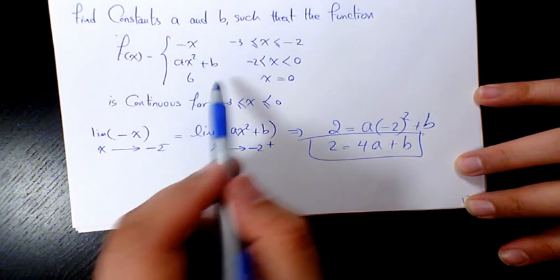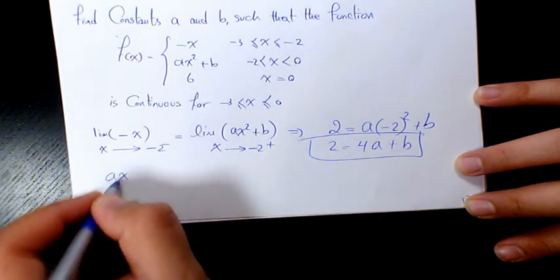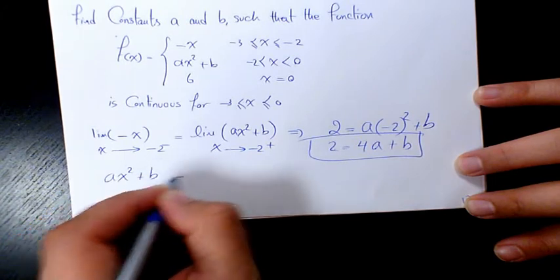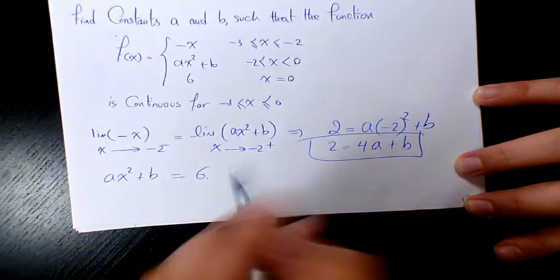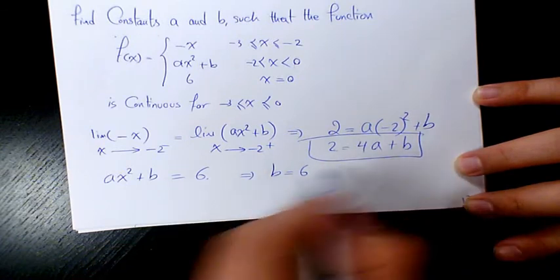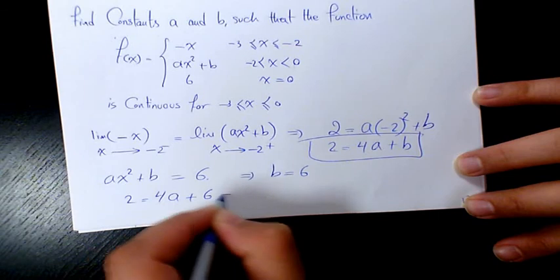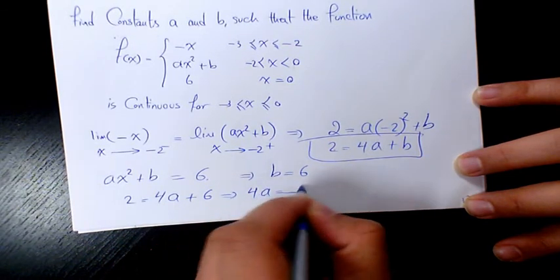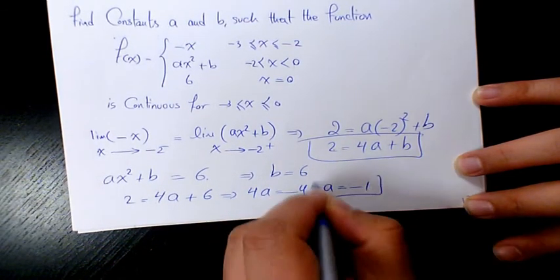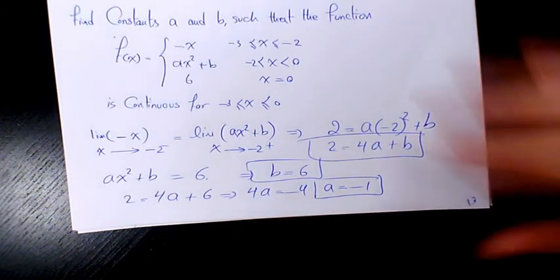The other one is ax squared plus b has to be equal to c when x is 0. So it means that b is 6. And then when you sub it there, it's going to be 2 equals 4a plus 6, so 4a equals negative 4. A will be negative 1. So a is negative 1, b is 6.